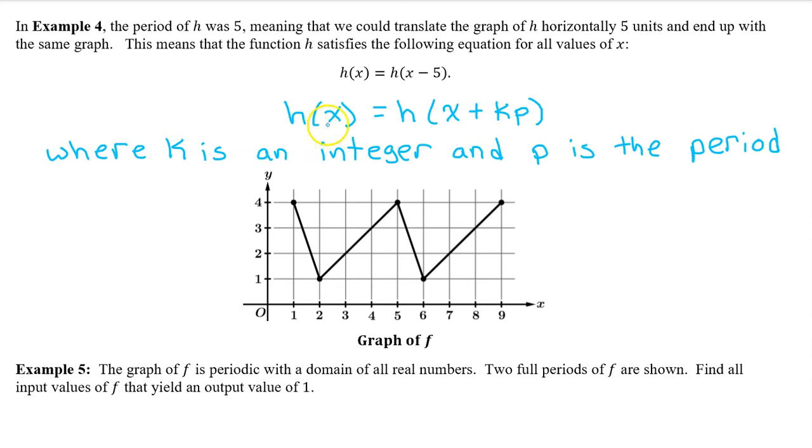In general, h of x equals h at x plus kp, where k is an integer and p is the period. This is a tidy way of expressing that adding integer multiples of the period to the input value will not change the output value.